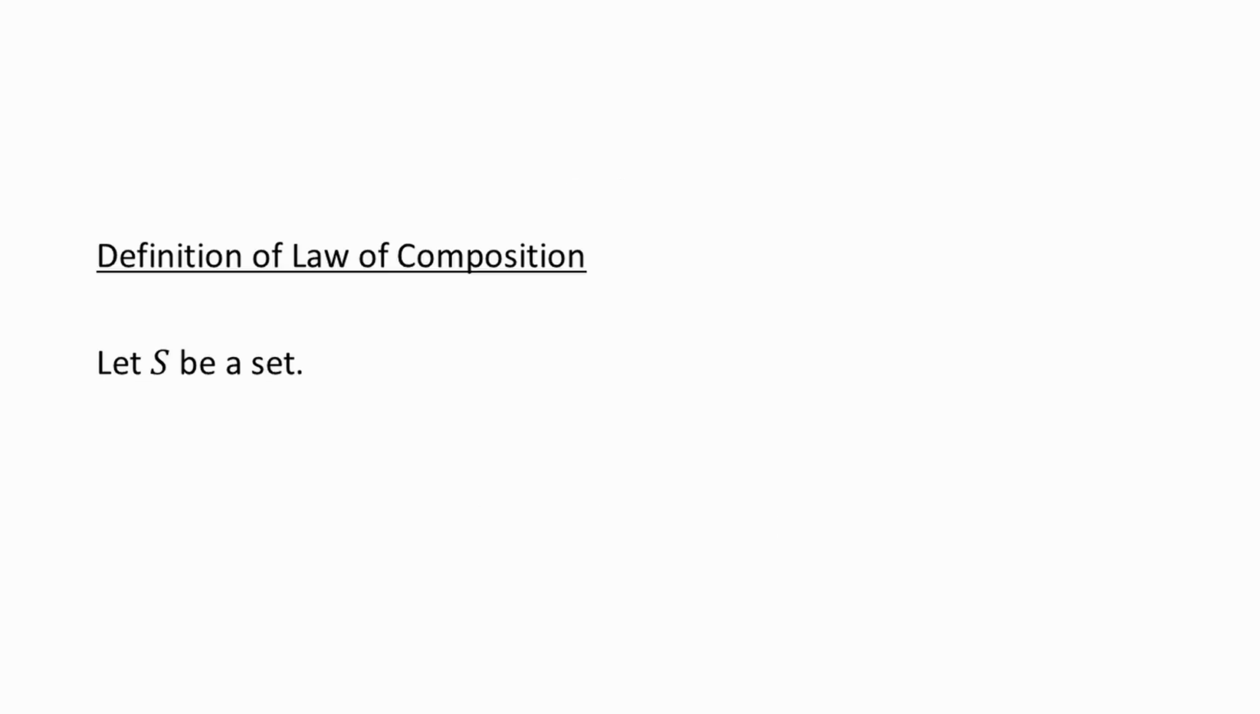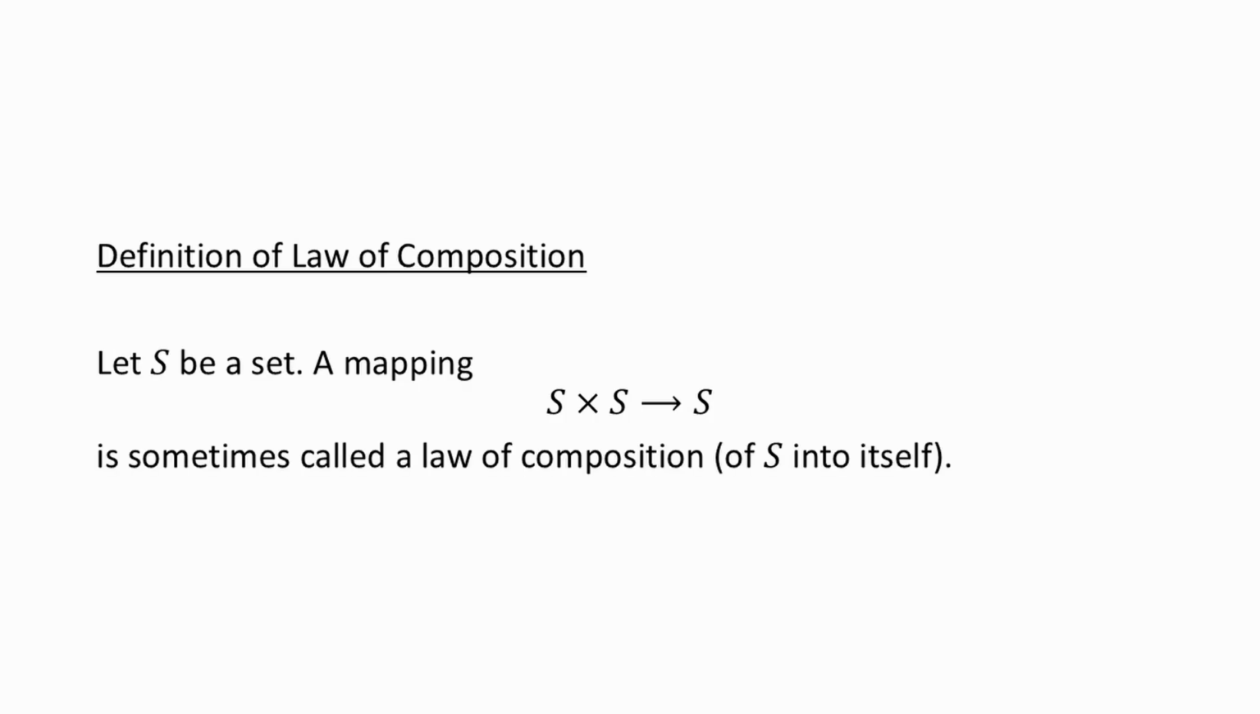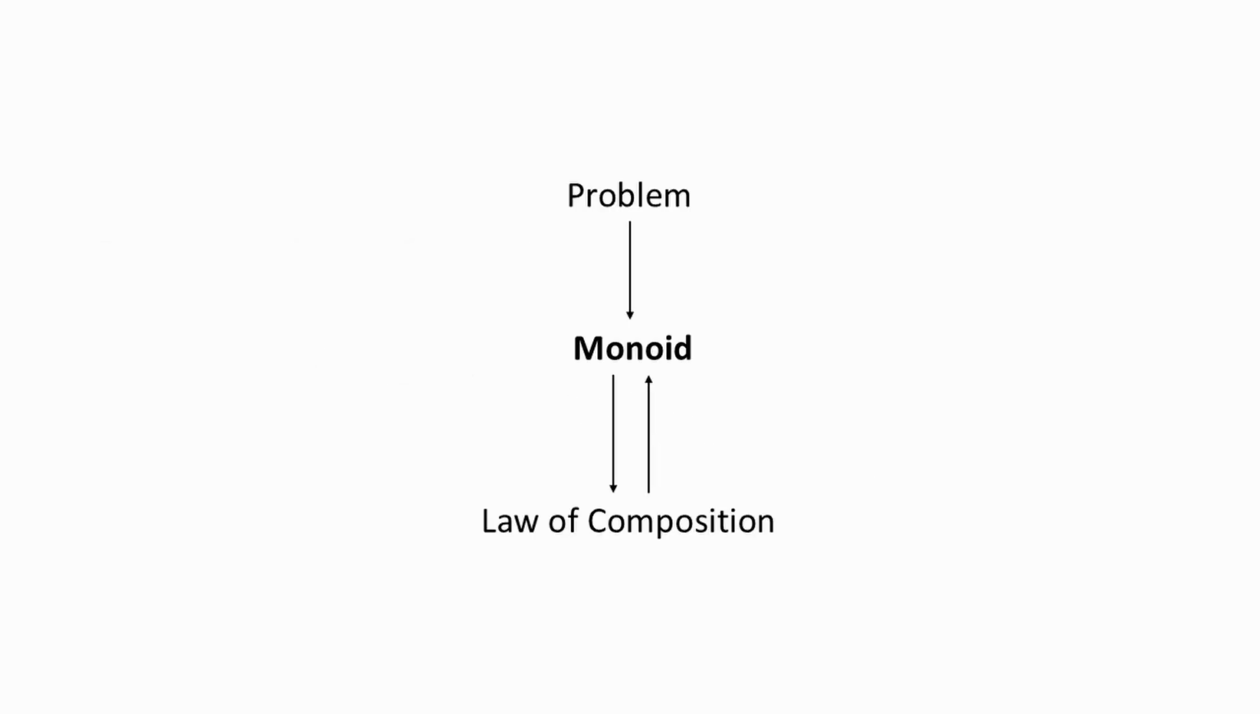Definition of law of composition. Let S be a set. A mapping from S Cartesian product S to S is sometimes called a law of composition of S into itself. Hopefully this definition is clear to you. It's definitely clear to me. If you need more explanations for this or any other following steps, feel free to leave a comment below. I'll make a video answering your questions. Now let's get back to the definition of monoid.